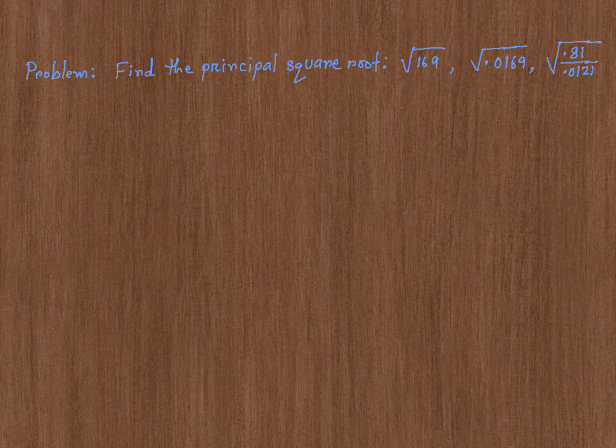In this video, I am going to find the principal square root for these radical expressions. Let's start off with the first example, square root of 169. Let me just make sure that we understand the definition of square root. When I'm saying square root of 169, I'm looking for a number that, when I multiply it with itself, will give me 169.